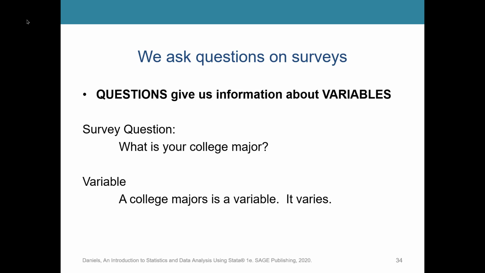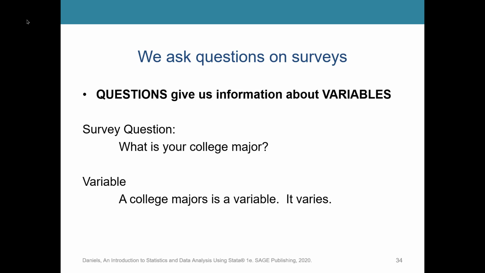Now, I would do a close-ended question. I would give a list of all of the possible college majors at Copper Mountain College and tell them that they can check their majors. So if they're double majors, they can check 2, otherwise they just check 1. And that survey question is giving us a variable. College major is a variable.